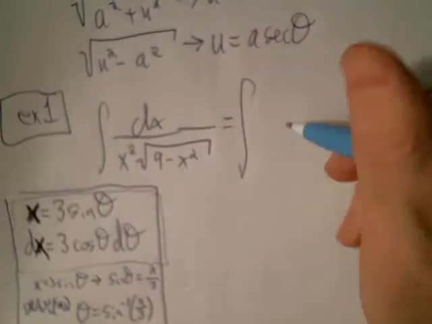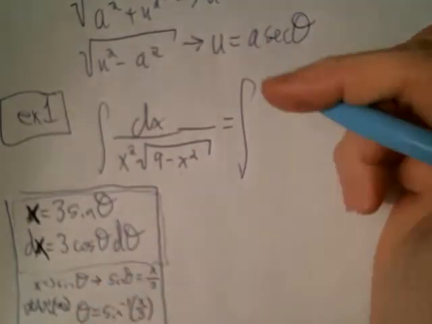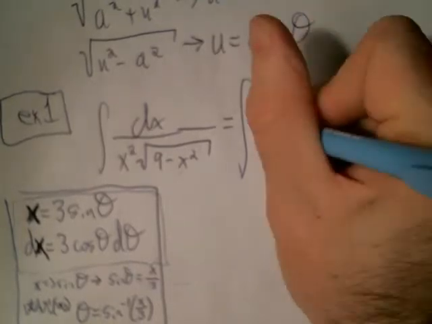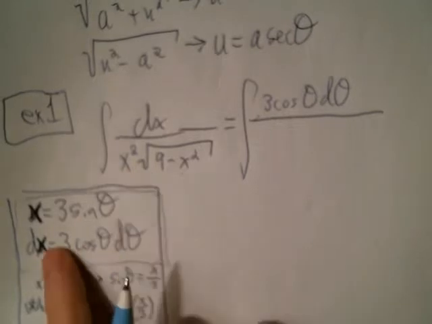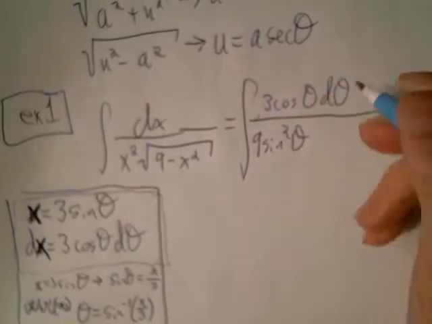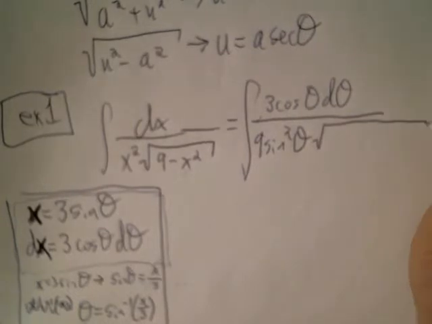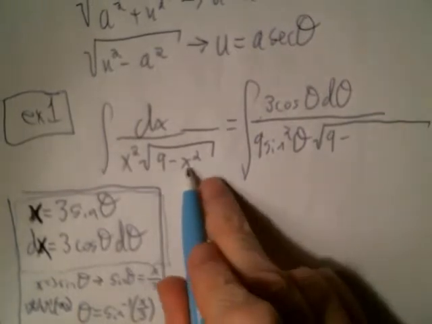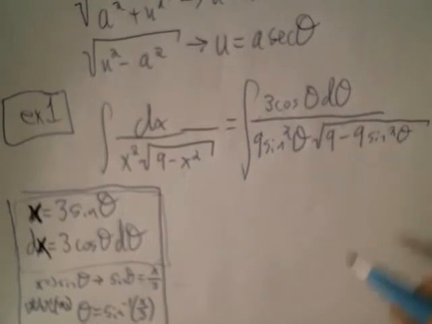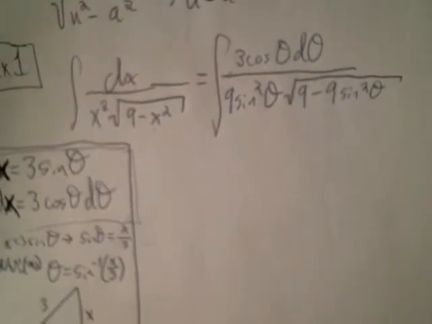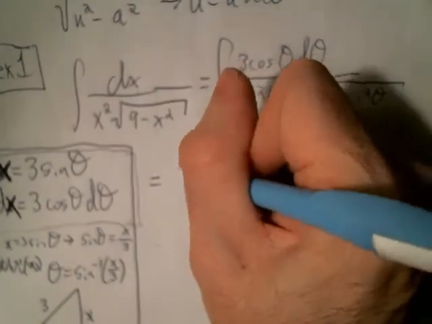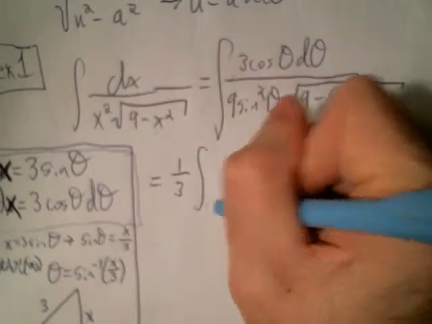Okay, so dx is 3 cosine theta d theta. x squared is 9 sine squared theta. And then we have the square root of 9 minus 9 sine squared theta. Okay, so what is that? Well, 3 over 9 is the same as 1 over 3. Let's go ahead and pull that out.